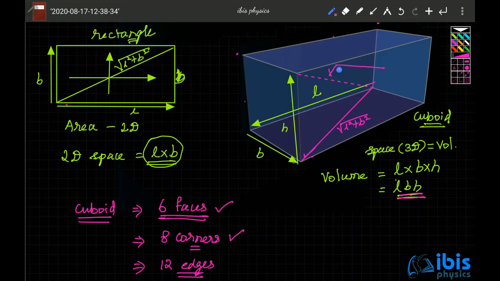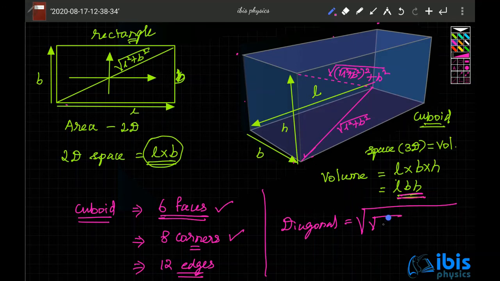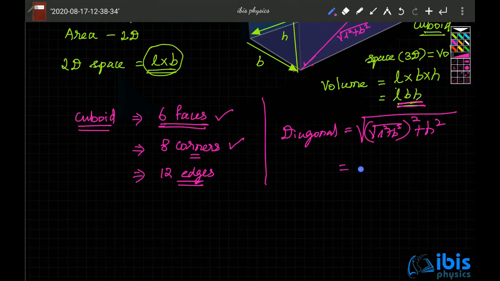This side is actually root of L square plus B square, whole square, plus the height is h square. I continue from here. So the diagonal of a cuboid is equal to root of L square plus B square, whole square, plus H square. Then what you got is root over L square plus B square, whole square. This square root and the square cancel out each other. We will get L square plus B square.